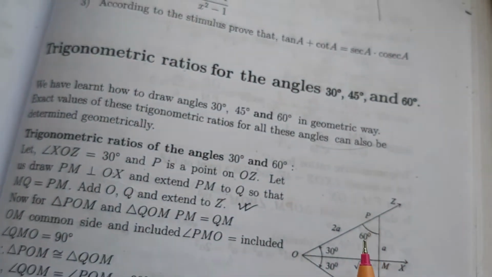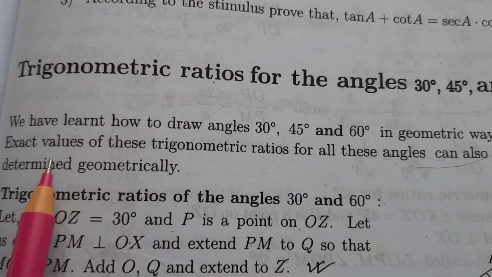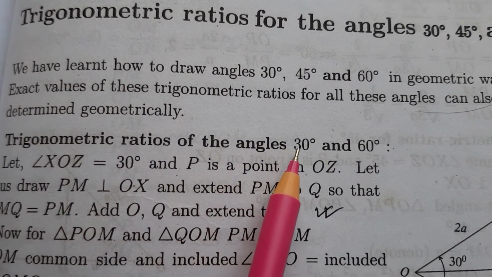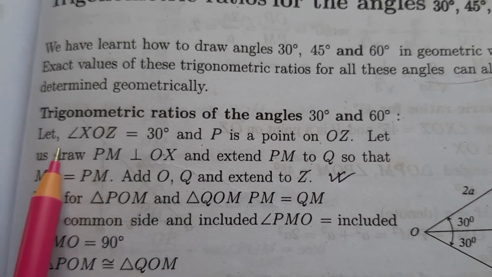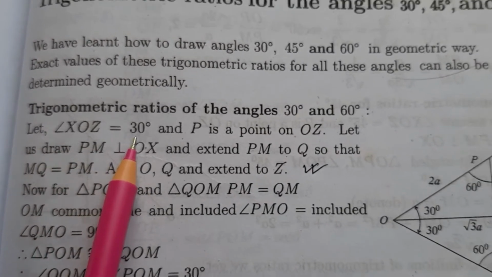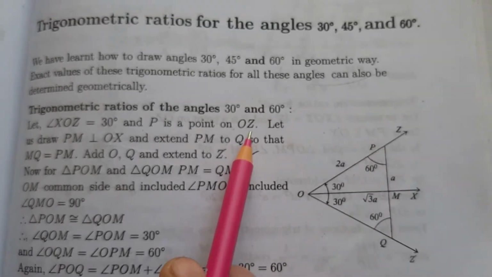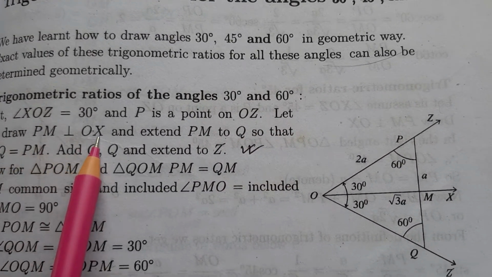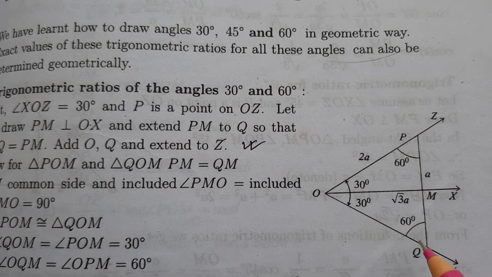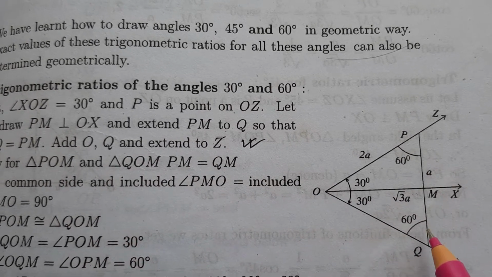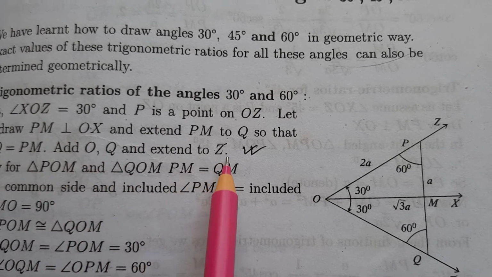Now if I want to see this in your book, this is the solution, the trigonometric ratio of the angle 30 degree and 60 degree. At first I describe the figure: let angle XOZ be equal to 30 degree, and P is a point on OZ. What I said earlier, let us draw PM perpendicular to OX, and extend PM up to Q such that PM is equal to MQ. Join OQ and then extend it to Z prime.